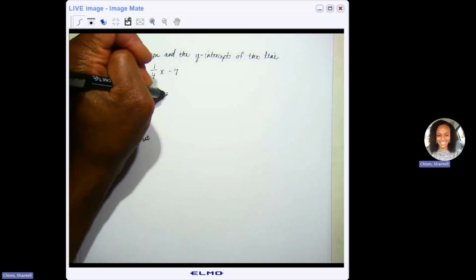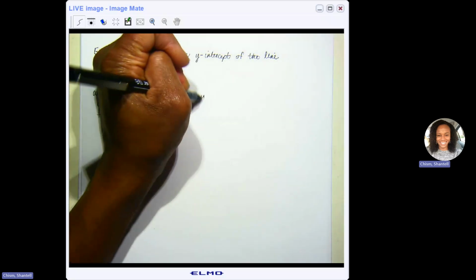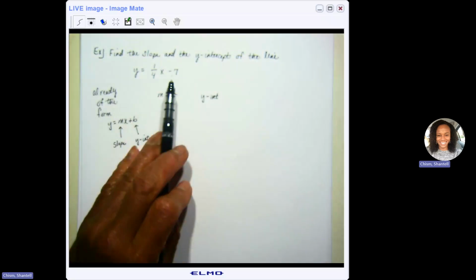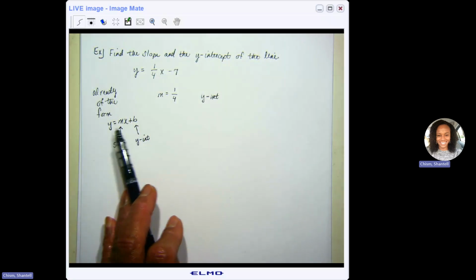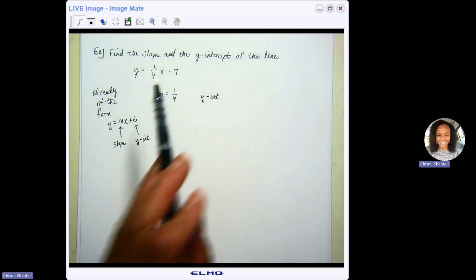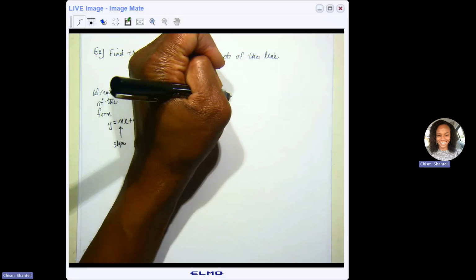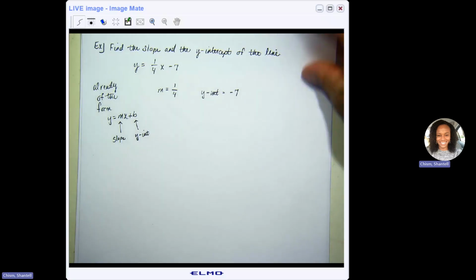We just have to identify the slope, which is what's in front of the x, which is 1/4, and the y-intercept is the -7. You do take the sign with it because it's understood to start off as y equals mx plus b. So if there is a minus right here, that means b had to be negative. Okay? So slope is 1/4, y-intercept is -7.